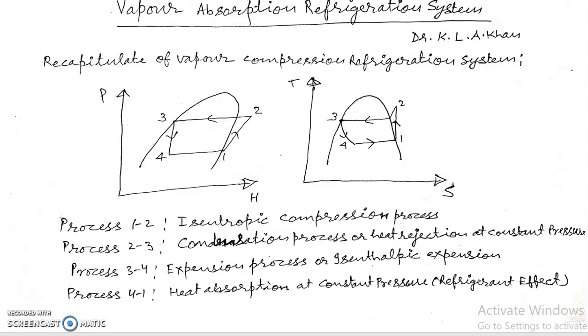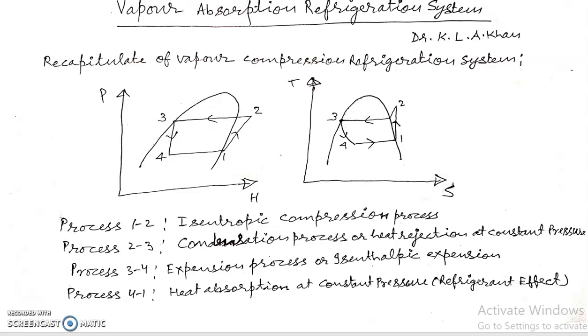In vapor compression refrigeration system, you can see from the diagram that there are four processes in a cycle. Process 1-2 is isentropic compression, process 2-3 is condensation at constant pressure, process 3-4 is expansion, during which isenthalpic expansion takes place, and process 4-1 is the heat absorption from the system which is to be cooled. This heat absorption is also known as refrigeration effect.